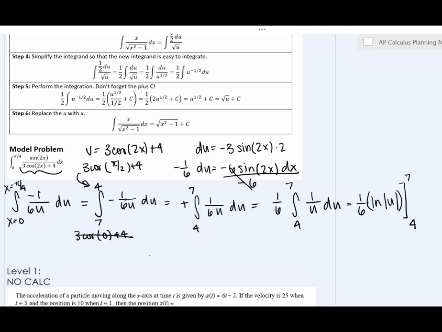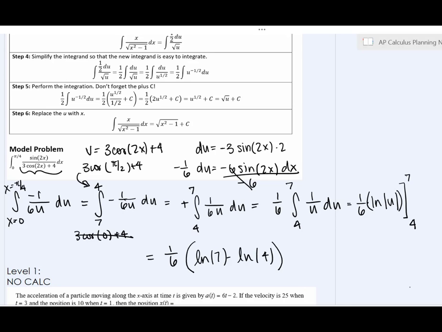At this point, we are going to start substituting that in. Remember, since we put the boundaries in terms of u, we don't have to go back and plug in this whole 3 cosine of 2x plus 4. Because we put those boundaries in terms of u, it's a lot easier to work with. So I have 1/6 times the natural log of 7 minus the natural log of 4.